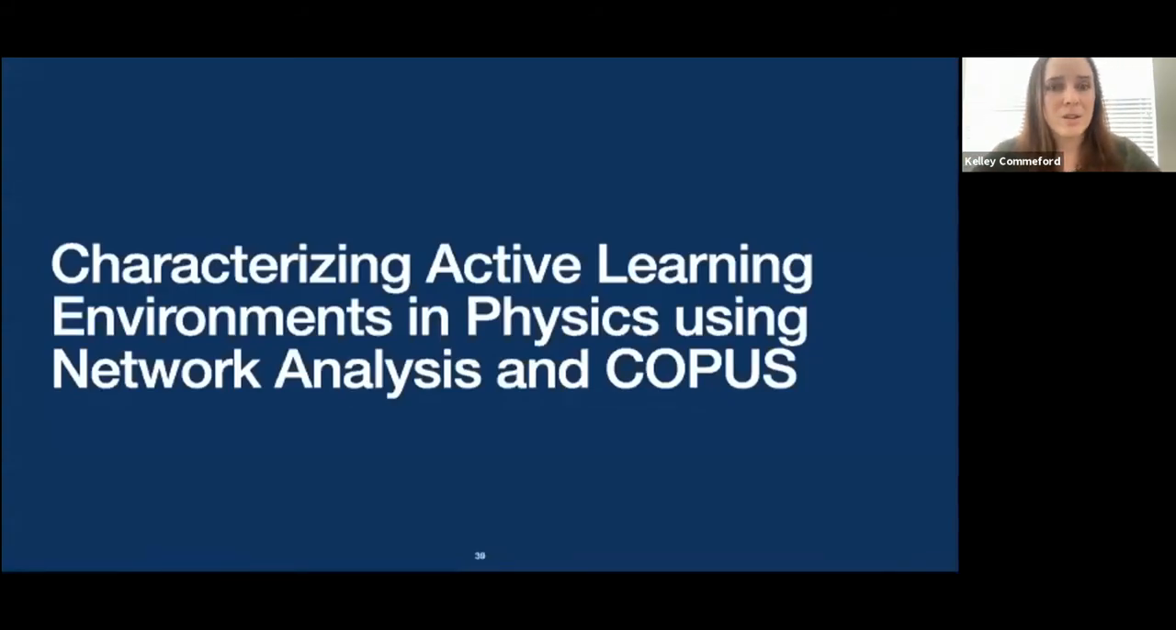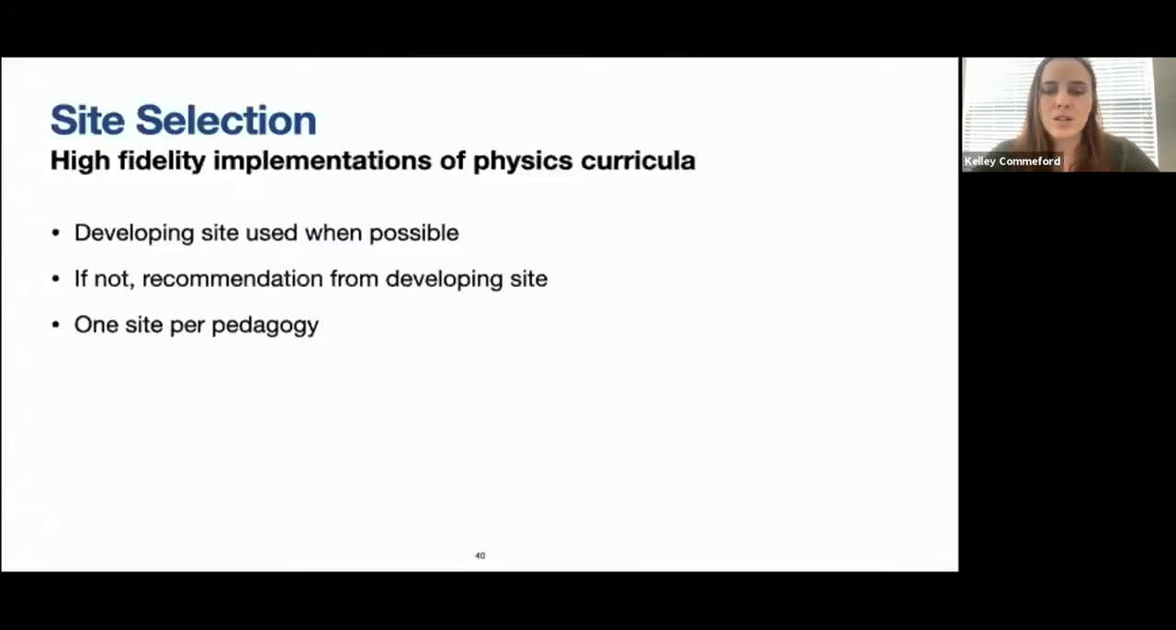So now that background is over, we can jump into paper number 1. So the first paper was Characterizing Active Learning Environments in Physics using Network Analysis in COPUS. So this is really the overview paper of the project. So if we want to study these pedagogies, we need somewhere to study them. So we need to select sites that employ these pedagogies. So when possible, we tried to use the developing site. And if it wasn't possible, we took direct recommendations from the developers on where to go next, so that we had one site for one pedagogy.